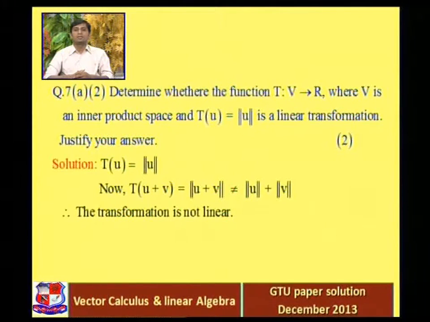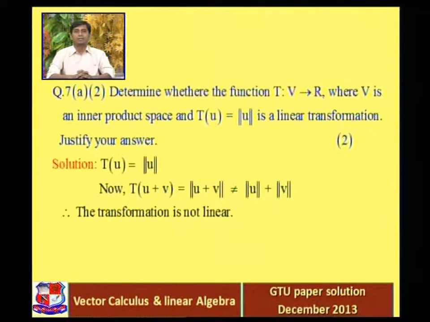T of U plus V is norm of U plus V, and T of U plus T of V is norm U plus norm V. So the left hand side is norm of U plus V, and the right hand side is norm U plus norm V. These two are clearly not equal. Why are they not equal? Just take one simple example.